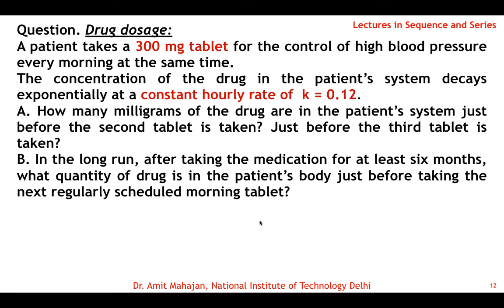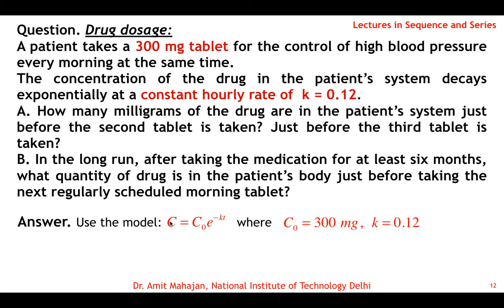Okay, so this is the problem of calculating how much quantity of drug is present in the patient's system once he has started taking this medication. It is given that the tablet is 300 mg every day. Initially, on the first day he will take a 300 mg tablet, and there is an exponential decay with a constant hourly rate of 0.12.